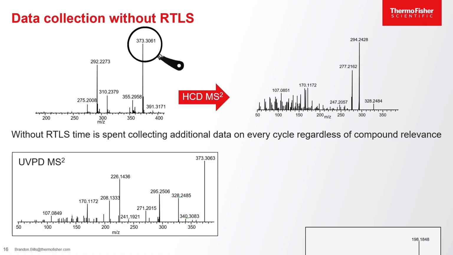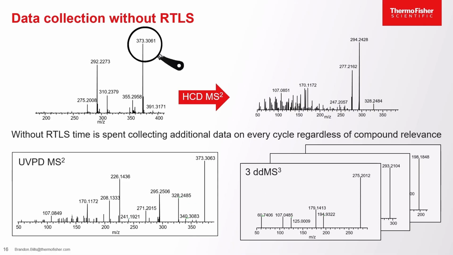In this case, that'll be a UVPD MS2 experiment, as well as 3 data-dependent MS3. This uses a lot of instrument time and can make it very inefficient if you're targeting compounds that really aren't that interesting to you. So let's take a look at what it would look like if we added real-time library search.